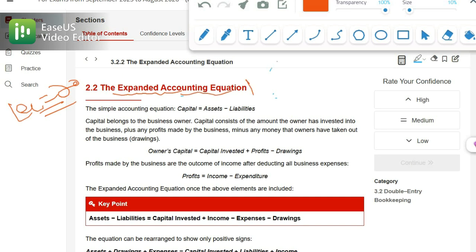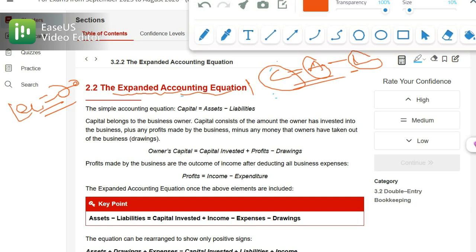Today we'll discuss the expanded accounting equation. The basic equation is that capital is equal to asset minus liability. This shows that whatever the business owns, which means asset, minus what it owes, which we call liability, belongs to the owner as capital. So when you deduct the liability from the asset, you will have capital, and the capital belongs to the owner.